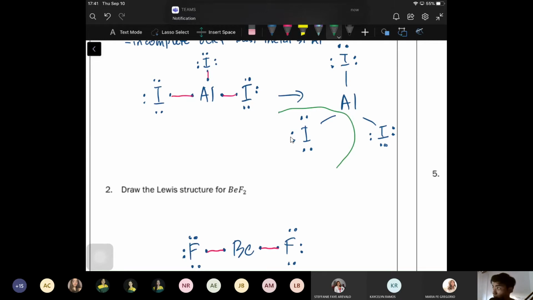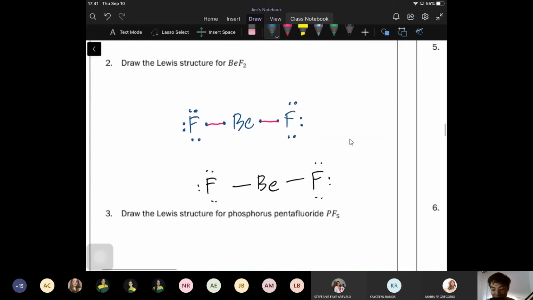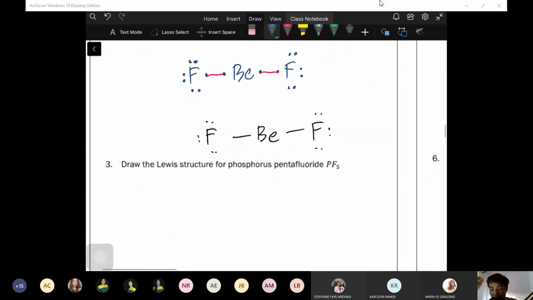Look at iodine, no? Octet pa rin yan. 2, 4, 6, 8. Look at this iodine. Octet pa rin yan. 2, 4, 6, 8. Look at this iodine. 2, 4, 6, 8. So, the terminal will still follow the octet rule. The central will not, no? So, okay lang yon. Wala na tayong choice. That molecule exists. So, labas na tayo sa problema na yan. No? So, we're done.